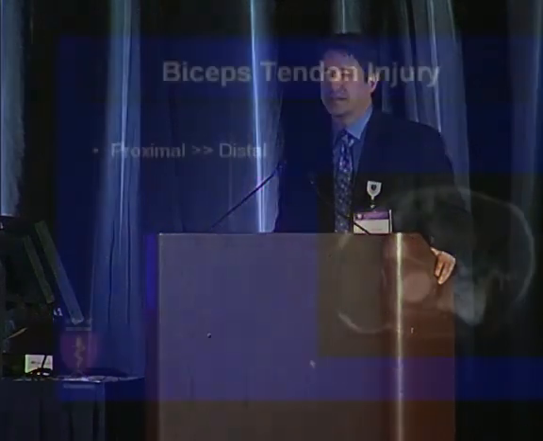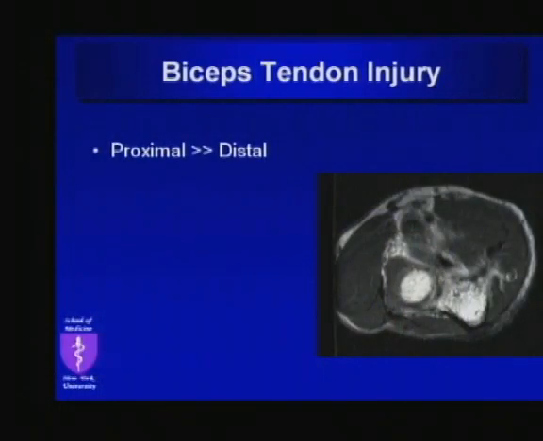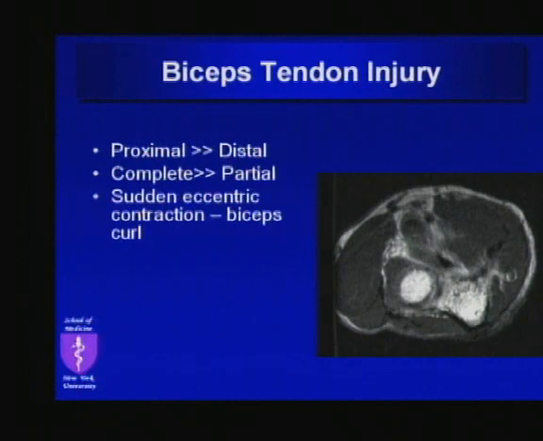What do we know about biceps tendon injury? First of all, proximal injury is much more common than distal injury. So you're going to see a lot more biceps tendon injuries at the level of the shoulder. If you do have distal injury, complete tears are much more common than partial tears. Now, this may be partially because of our insufficient imaging in the past. We were seeing more and more partial tears, so the ratio may not be as drastic as we thought it was. The mechanism is felt to be a sudden eccentric contraction.